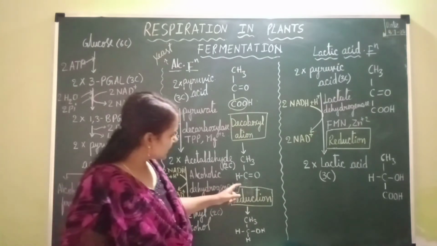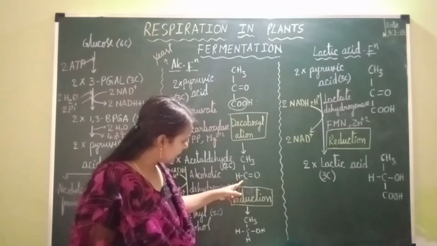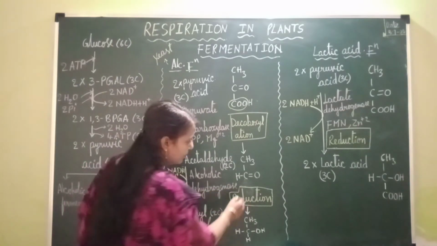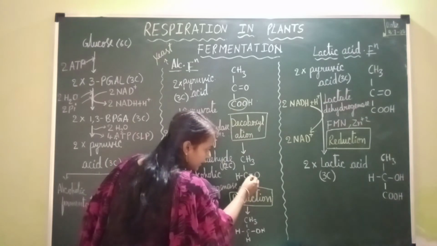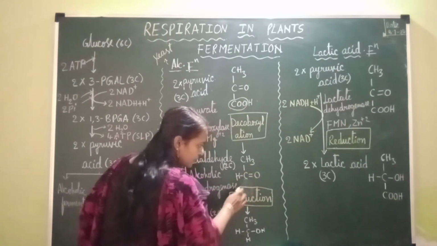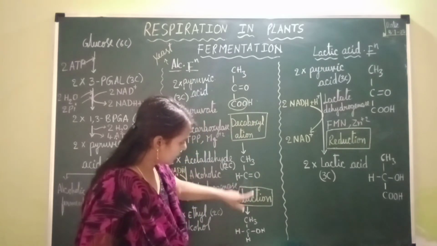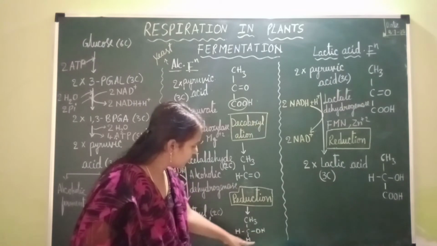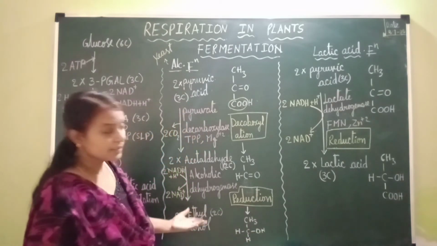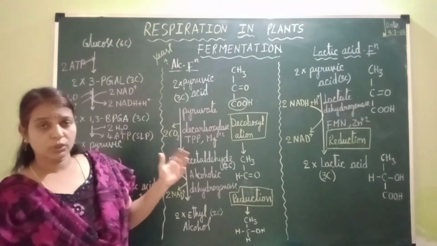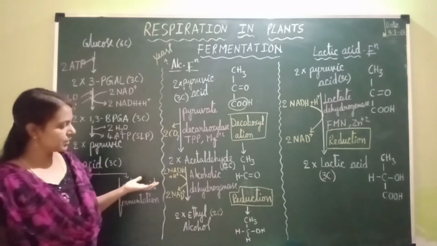Okay, now this is the structure of acetaldehyde. So how will it be converted into ethyl alcohol? Among these two bonds of the double bond, one bond undergoes breakdown, and 2 protons are added. Here one proton, here one proton. So that is the structure of ethyl alcohol. So this is about alcoholic fermentation.